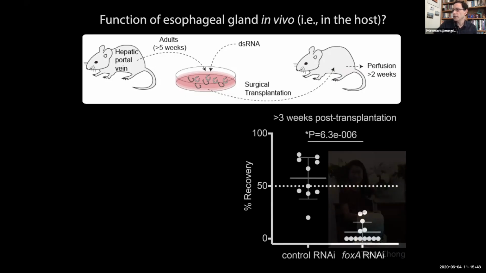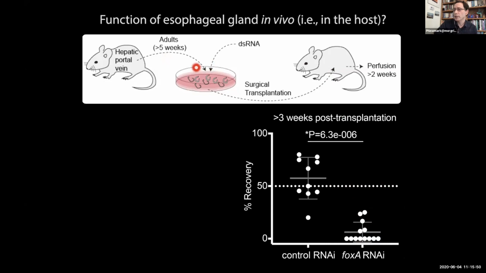So what she and Jay did was to take these adult parasites, subject them to FoxA double-stranded RNA, and transplant them into naive mice. And what you can see here is that for control parasites subjected to control double-stranded RNA, you can recover roughly 60 to 70% of the worms that you introduce. By contrast, we can barely recover any FoxA RNAi parasites. So this said that this gene is in fact required, and this gland is required for survival in the host.